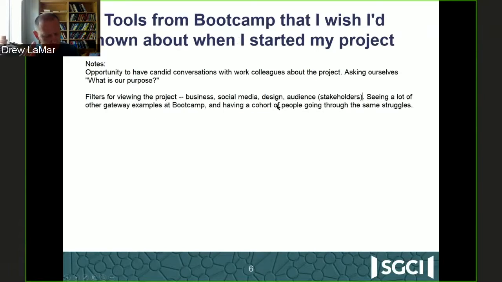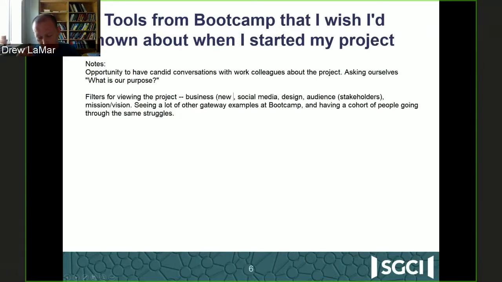The filter of business, as an academic, I just don't think that way, and so it was really helpful to try on this business hat, right? And learn a lot of those business ideas that I think would have been helpful early on.